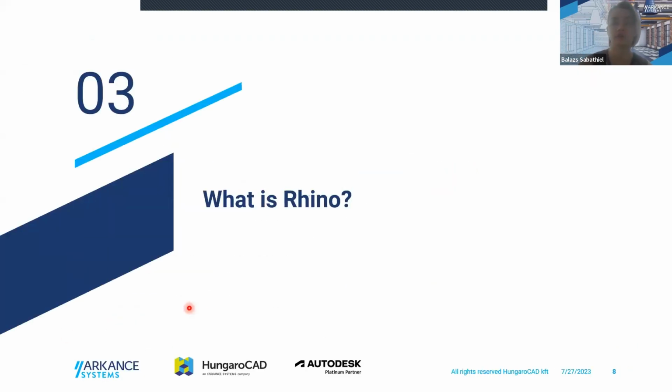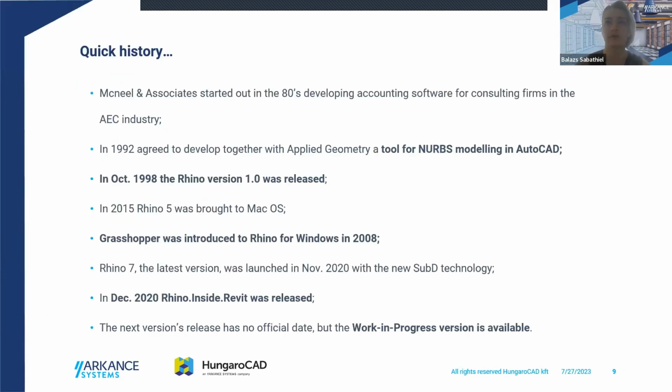Coming back to the presentation, talking about what is Rhino. If I give you a few quick history topics, basically Rhino was created as a tool for NURBS modeling in AutoCAD. I will tell you what is NURBS in a second. And we have the first release in 1998. So it's a quite old software, you could say, but it has become way more popular and famous with the Grasshopper integration. So when Grasshopper, which is actually a plugin, was introduced in 2008 is where it started its fame, I would say.